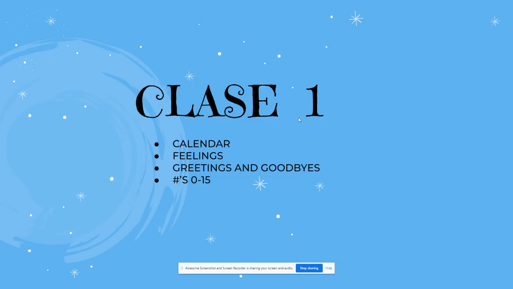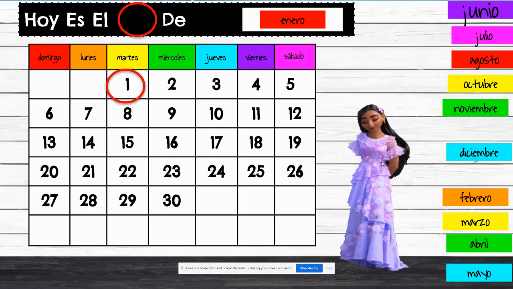All right, so this is Clase Uno. This is Class 1. And in today's class, we are going to learn how to say the date in Spanish. So we're going to learn the calendar, talk about how we feel, talk about how to greet and say goodbye, and numbers 0 through 15. So let's get started.